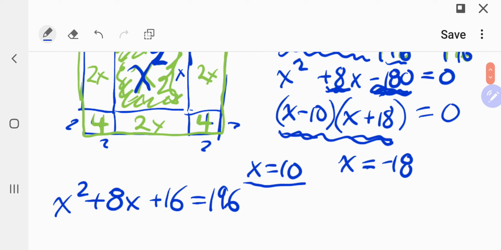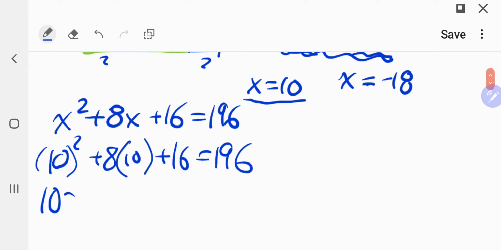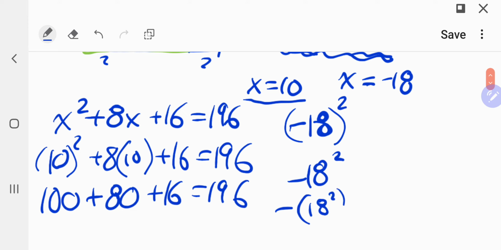Okay. So supposedly 10 works in here. And that adds up to 196. What about the negative 18? Now, this is very important to put the negative 18 in parentheses because the squaring will happen first. So if you just write negative 18 squared, that means the negative of 18 squared. But that's not what we want. We want negative 18, quantity squared, not negative 18 squared.